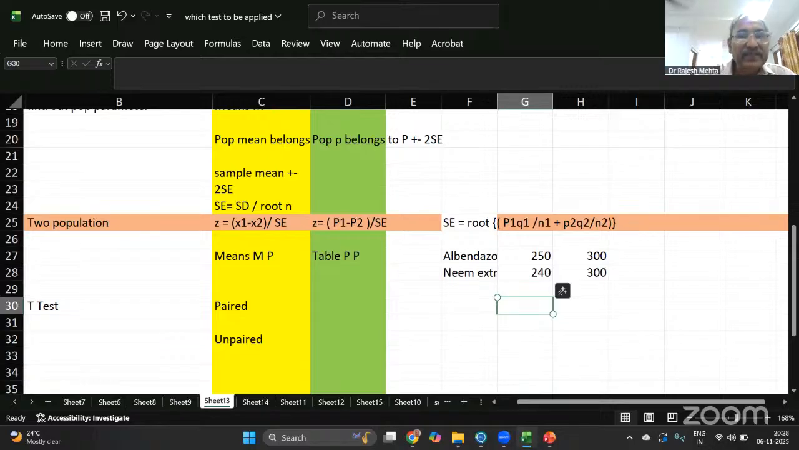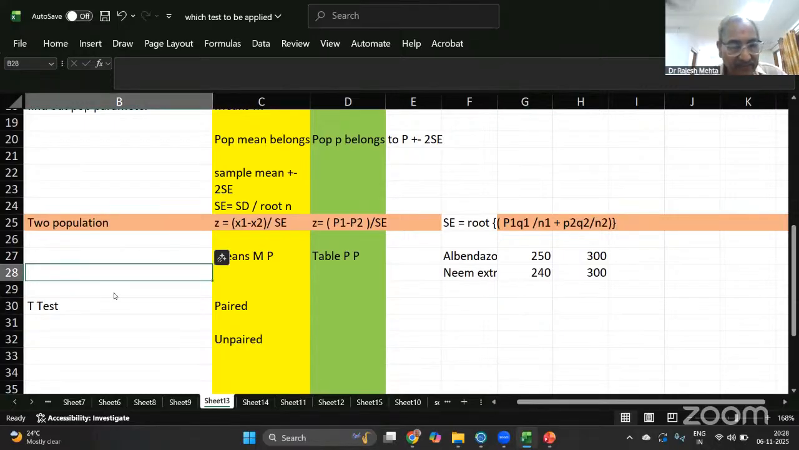Similarly, in this case, if you want to find out the standard error for means, then standard error is equal to root of SD1 square upon N1 plus SD2 square upon N2.